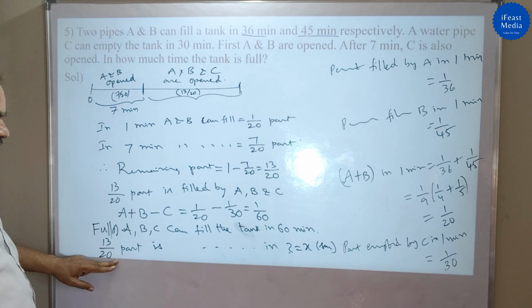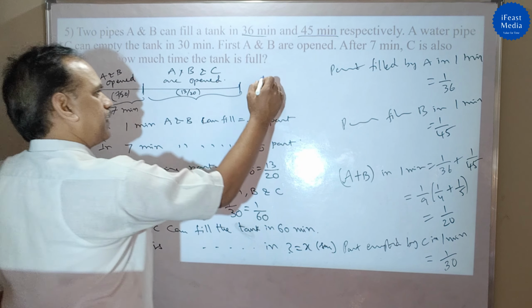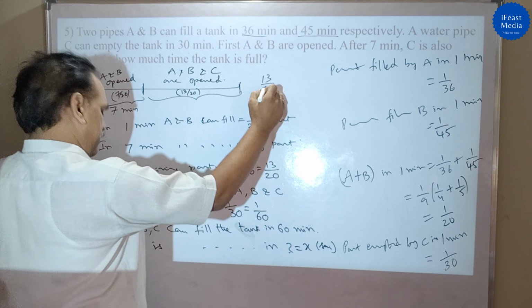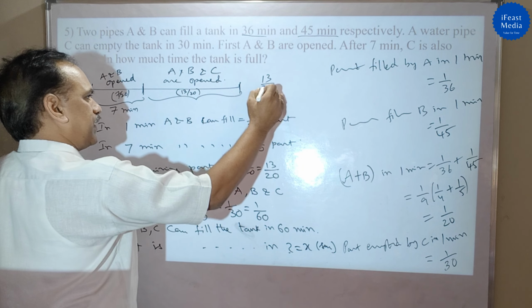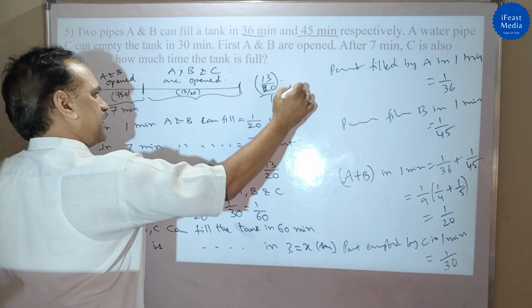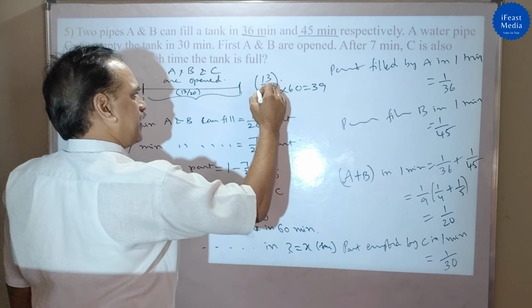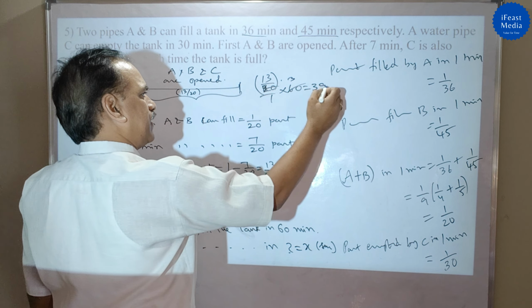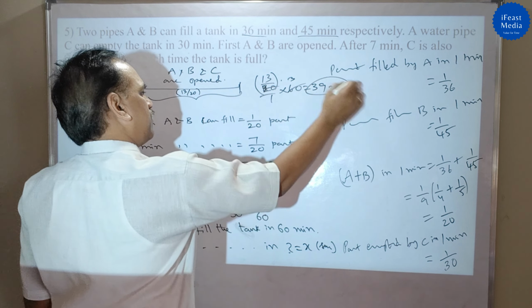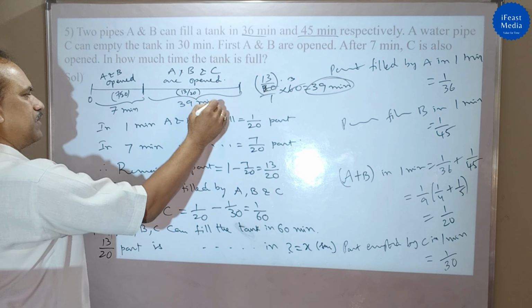13 by 20 into 60, 3 times is cancelled, 3 into 13 is 39 minutes. So this 13 by 20 part is filled in 39 minutes.